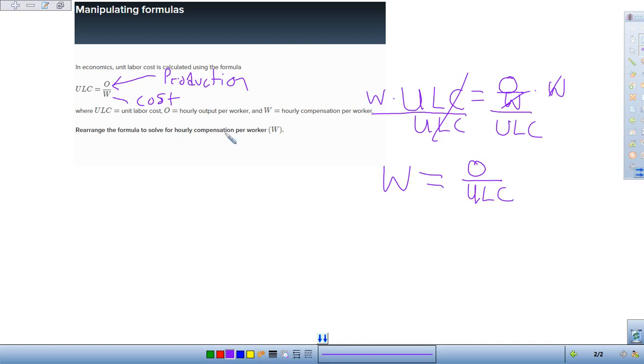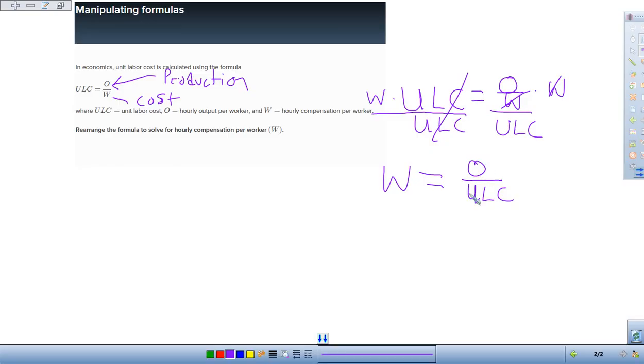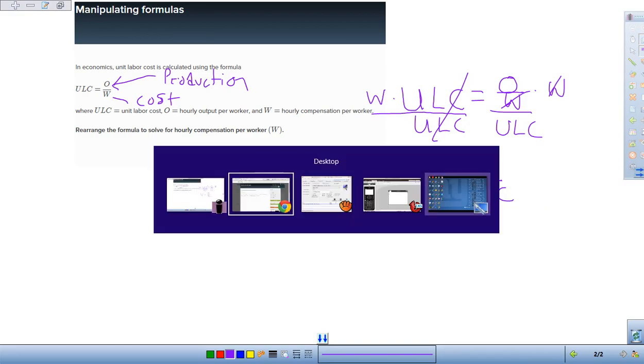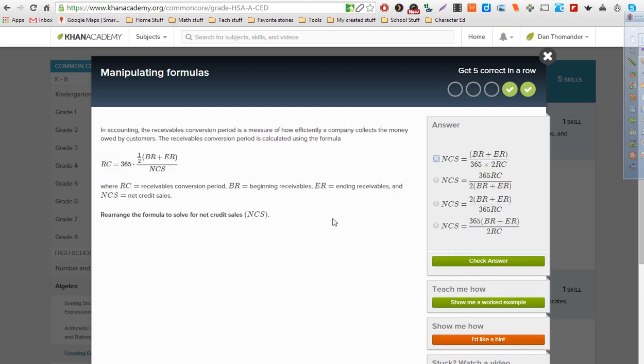Worker hourly compensation per worker can be calculated by taking the output, or the production, and that's per hour, and dividing it by the unit labor cost. So we have output over unit labor cost. There it is right there. And these are pretty fast to do actually, so I'll try another one.